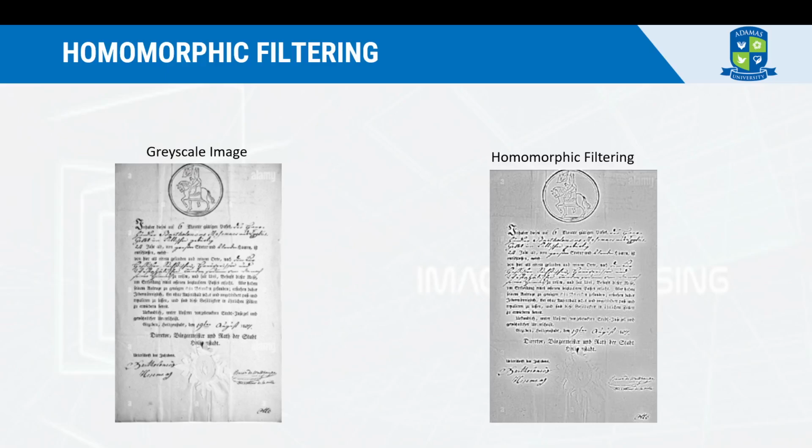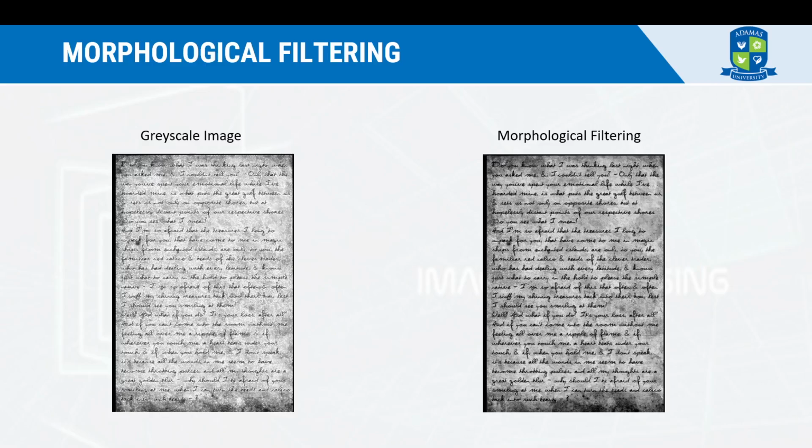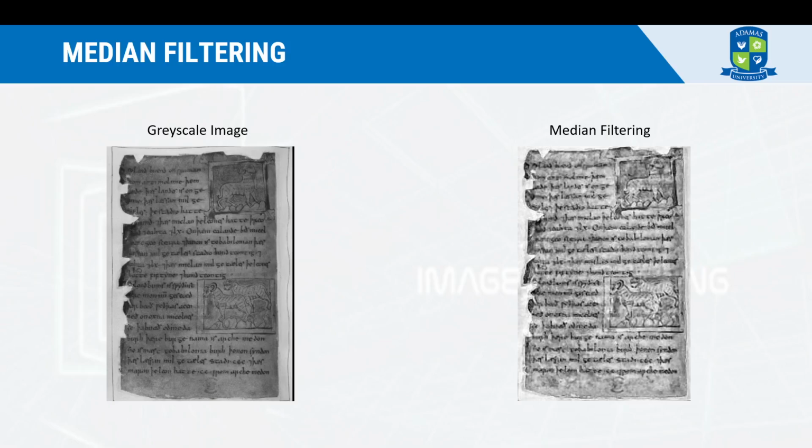Homomorphic filtering. This slide demonstrates homomorphic filtering. You can see how the original image has uneven lighting where some parts are darker. This filter normalizes the brightness across the page so the text stands out evenly. Morphological filtering. We used erosion and dilation to remove small noises while thickening and reconnecting broken text strokes, making faint handwritten text readable again.